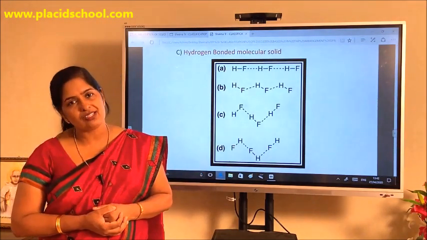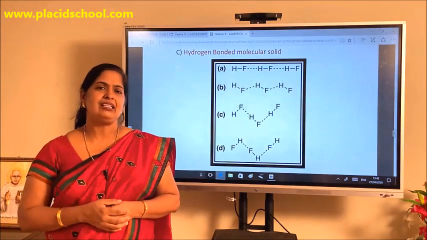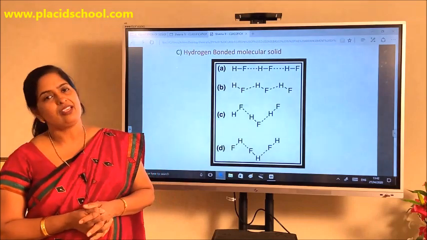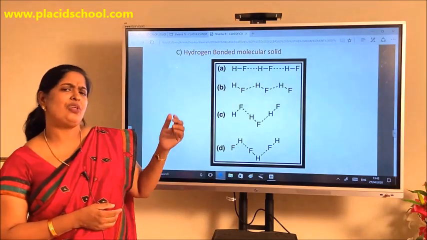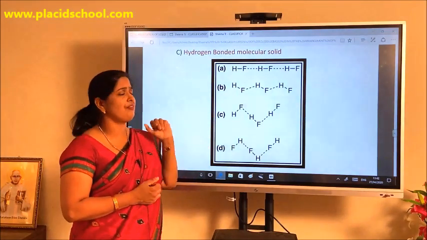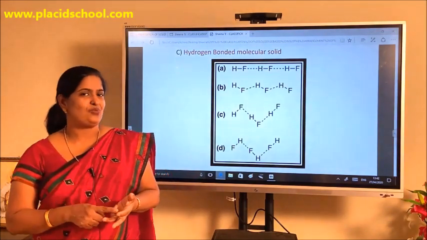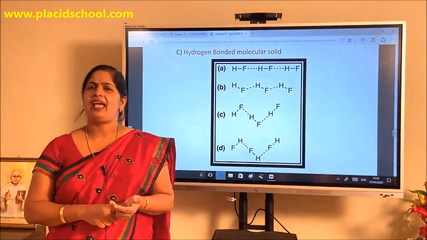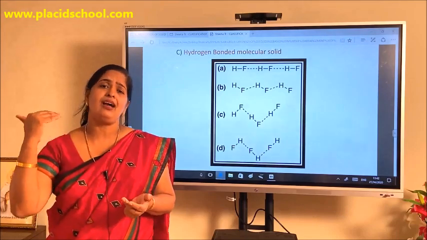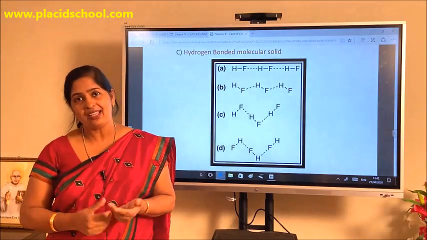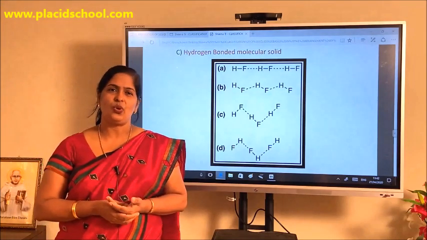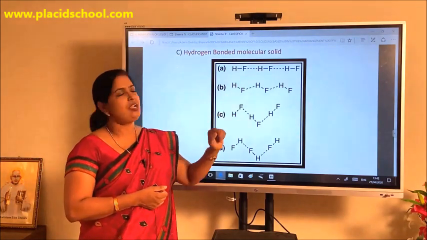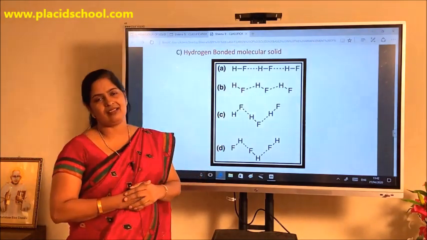Then comes polar molecular solid, and after that the solid with least melting point and boiling point is non-polar molecular solid. I think now you are able to say the characteristics of hydrogen bonded molecular solid. The first one, they are soft. Second, they have low melting and boiling point, but comparatively higher than polar molecular solid and non-polar molecular solid. And the third one, intermolecular force of attraction between the particles is hydrogen bonding. It is shown by dotted lines here, hydrogen bonding.